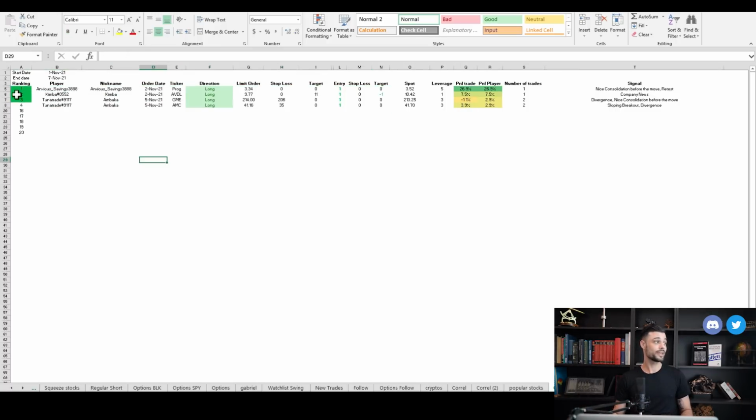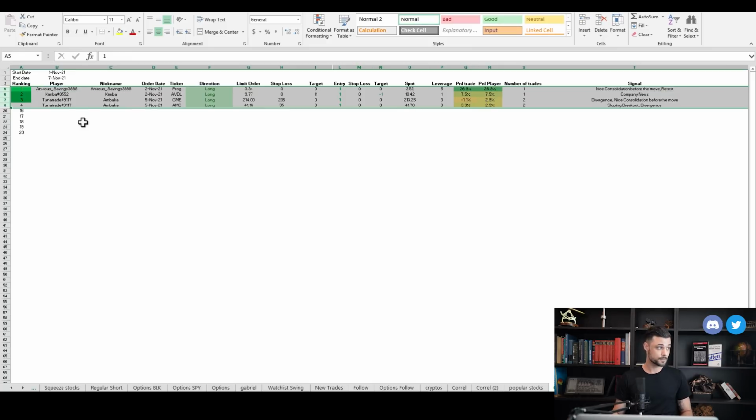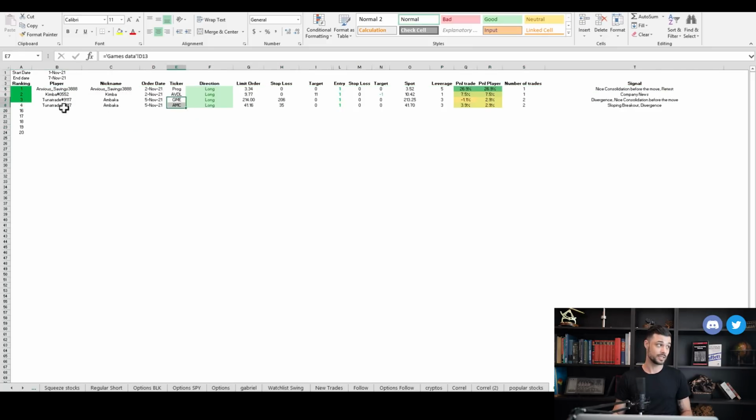So here I'm gonna take the first players so that I have AMC and GME. So Mbaka is doing a trade on GME and AMC, so that's perfect. We're going to analyze why he or she got into this trade, at what levels. First, I see that there is no target, which is good. We're going to start with AMC. So Mbaka bought at 41.16, stop loss 35. All right, no target, fair point.